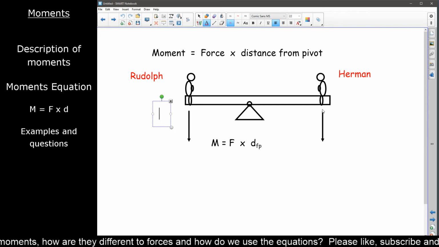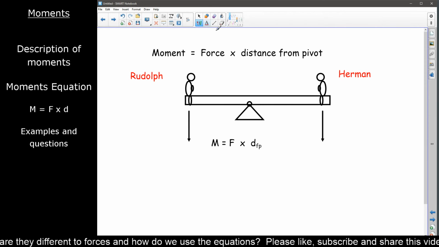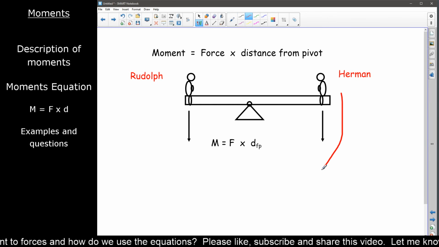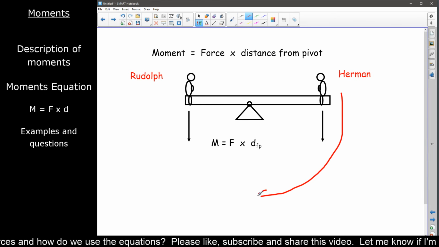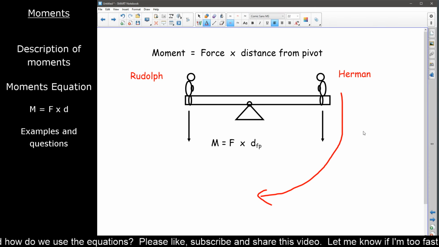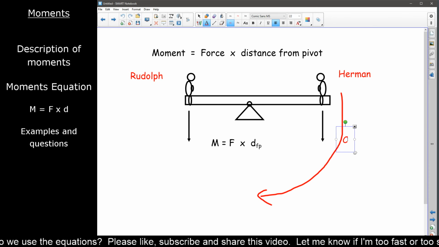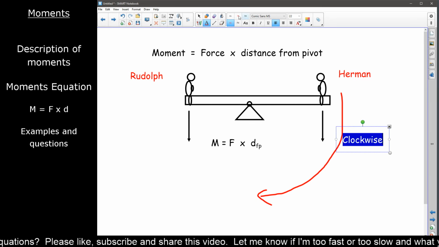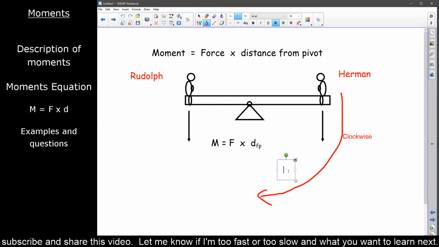Herman is going to try and pull this thing down this way, which will cause the whole thing to rotate. He's trying to rotate it like this. So direction-wise, he's trying to rotate the whole thing clockwise, because that's the way the clock goes. If you were to set a clock on the page here, then that's what it would look like.